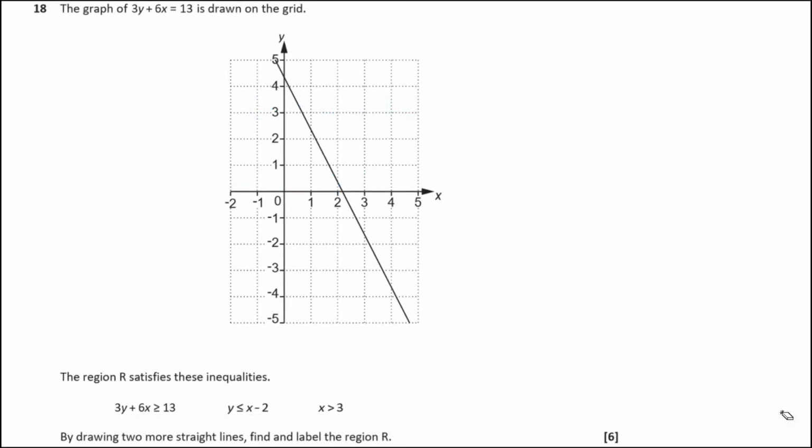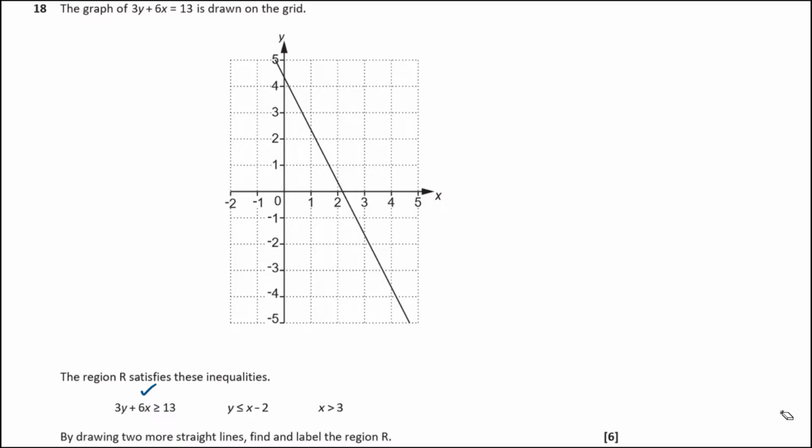The graph of 3y plus 6x equals 13 is drawn on the grid. The region R satisfies these inequalities. 3y plus 6x is greater than or equal to 13. So that's related to the graph we've already drawn, isn't it? Well, one side of it or the other. And then we've got y is less than or equal to x minus 2, and x is greater than 3. Okay, so we're going to draw the equations. So this one we've already done, haven't we? We've already got that one on the graph.